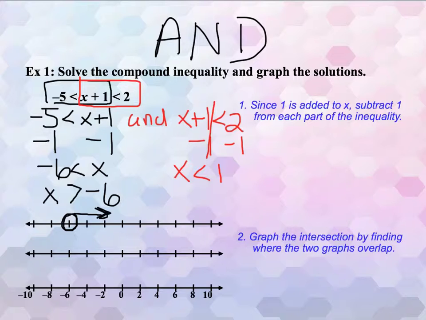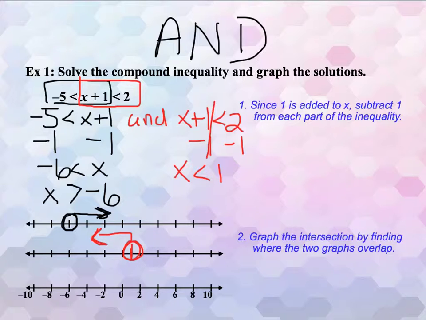We'll graph the red one underneath this one. So we're going to number 1. 1 is right here. And we're going to have an open circle. And we want all values that are going to be less than 1. So less than 1, it will be going this way.